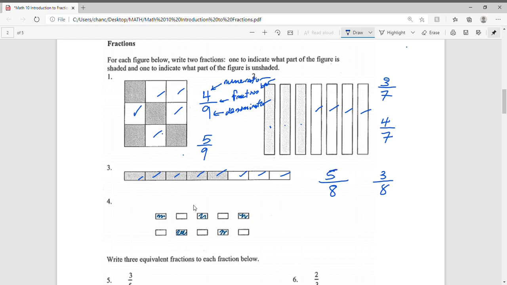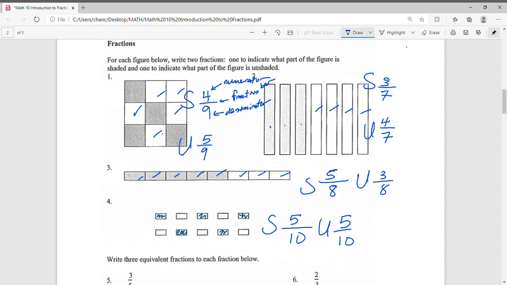In question 4, we have 5 pieces shaded out of 10. And the unshaded part is also 5/10. Now, what's the relationship between the shaded and unshaded part? We have the shaded part is 4/9. The unshaded part is 5/9. The shaded part is 3/7. The unshaded part is 4/7. The shaded part is 5/8. The unshaded part is 3/8. And in example 4, we have shaded and unshaded are both 5/10.